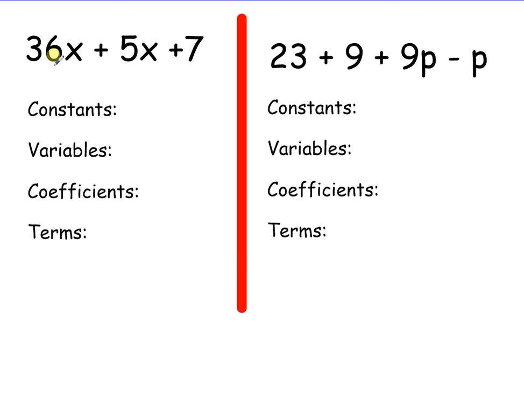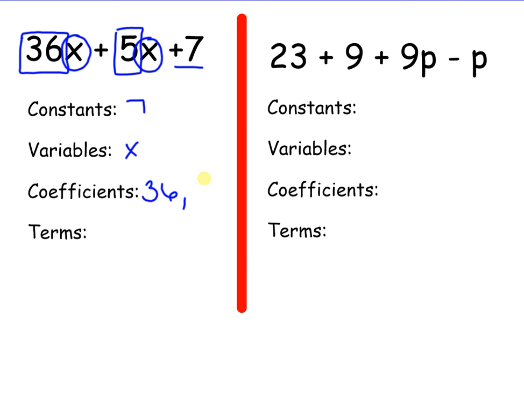Okay, so we have 36x plus 5x plus 7. So let's look at our constants first. Remember, our constants are the numbers by themselves. So we just have one constant, which is 7. We're going to look for our variable, and in this case, we have the same variable, and it appears twice, and that is x. Now we're going to look for our coefficient. Our coefficient is the number in front of the variable. So in this case, we have 2 of them. So we have 36 and we have 5.